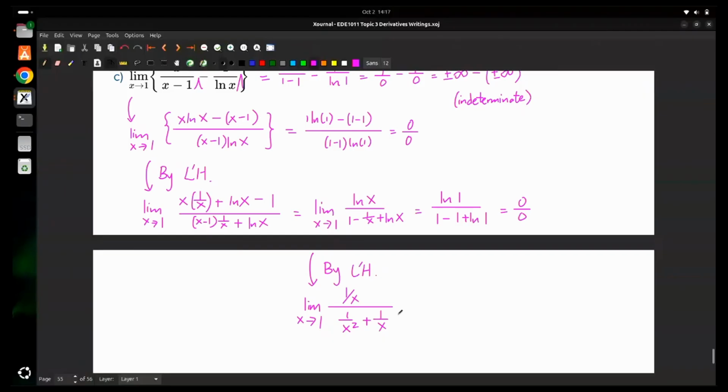So this one can simplify. This is really 1 over x divided by 1 over x multiplied by 1 over x plus 1. So the 1 over x can be divided away. So then the end result is 1 divided by 1 over 1 plus 1. So the answer is half.